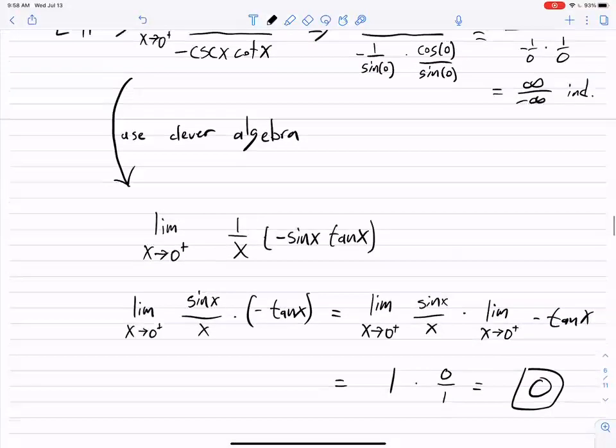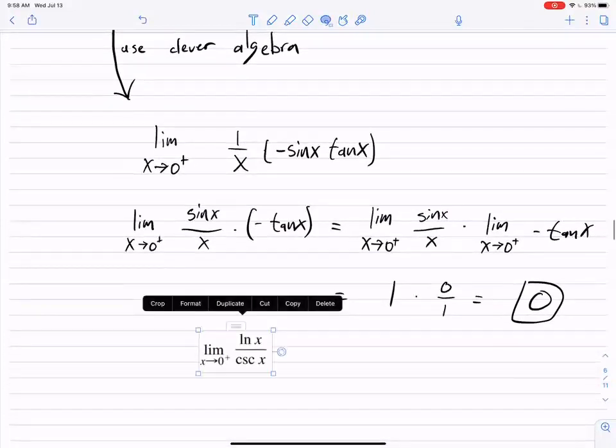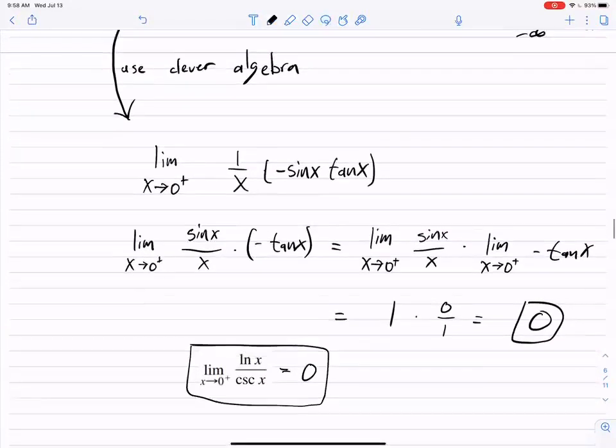So the final limit, that limit right there is equal to 0 by doing L'Hopital's rule and then doing some clever algebra to leverage that limit, which we know, the limit of sine of x over x.